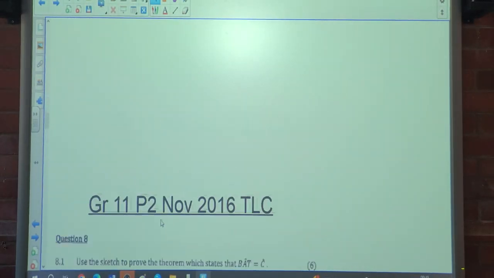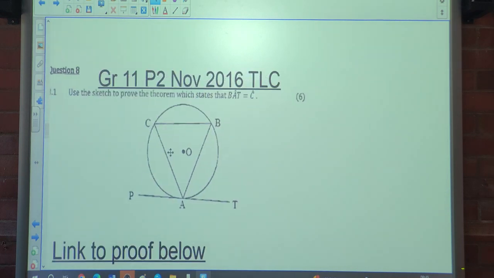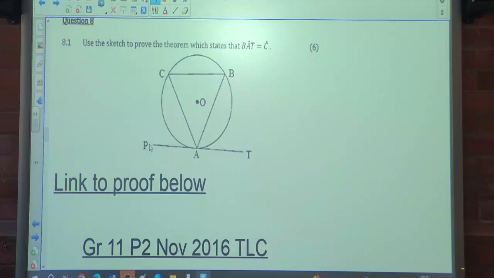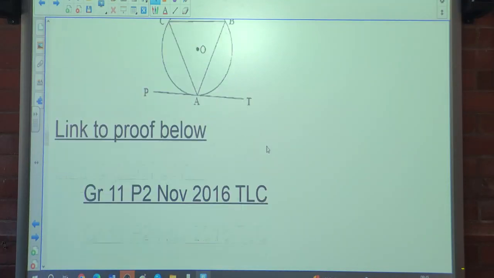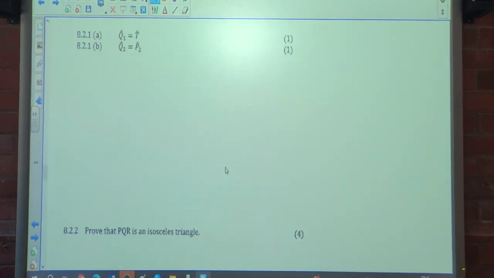This is a good question. I'm sure you guys are going to say, oh, the questions are good. The proof to this theorem will be found in the description box below. It's about 6 or 7 marks normally. I'm sure this is the last question.